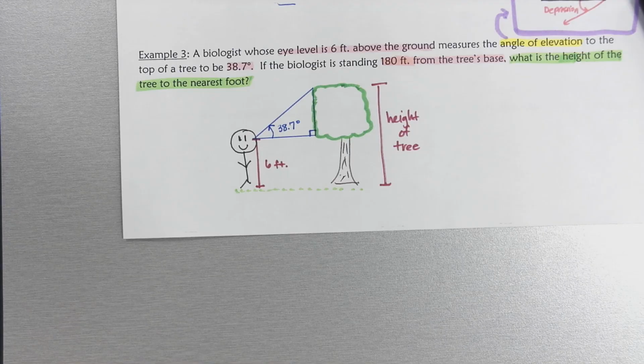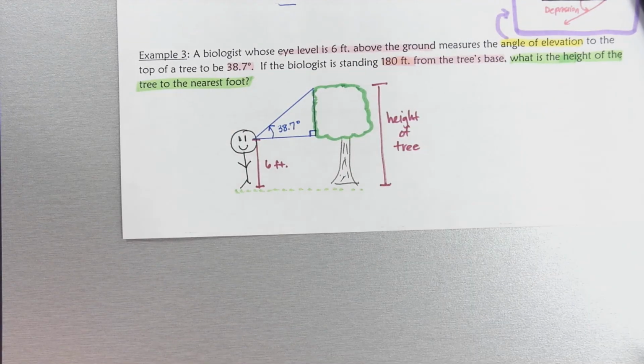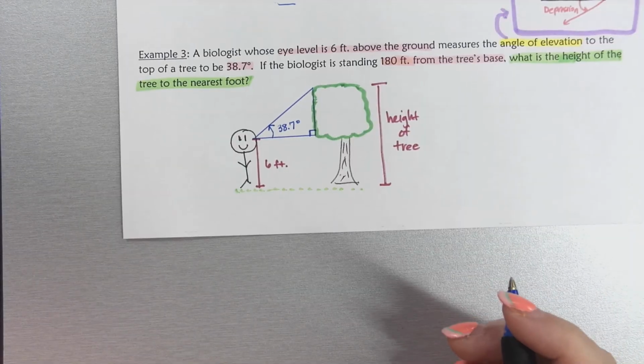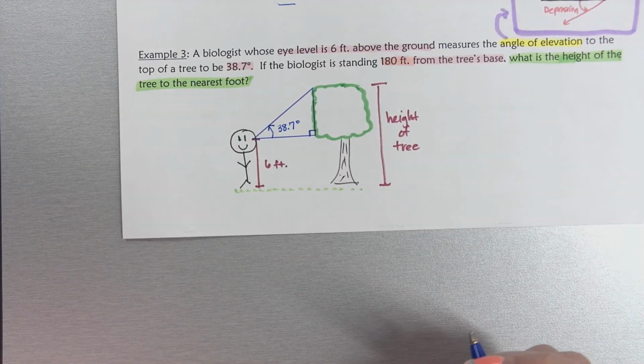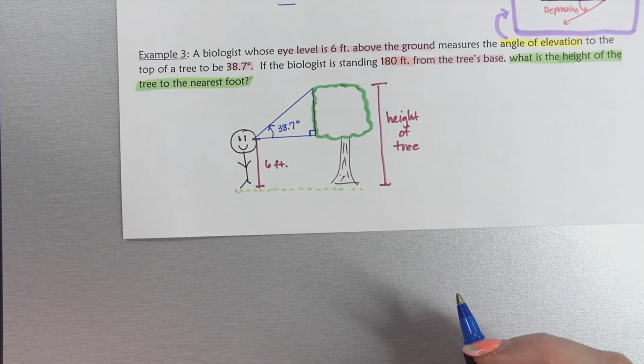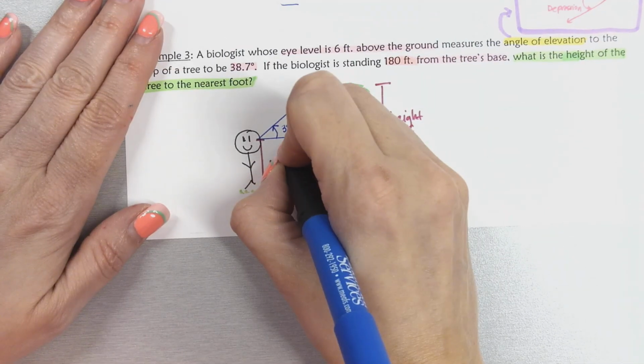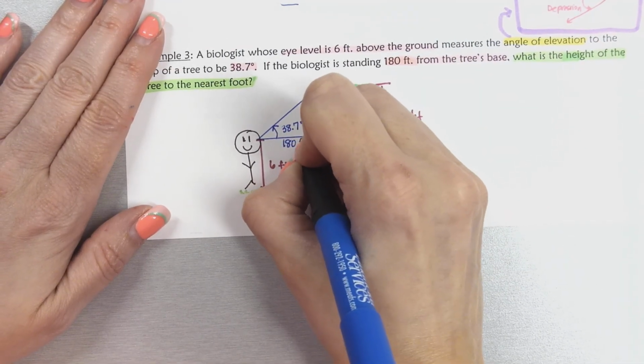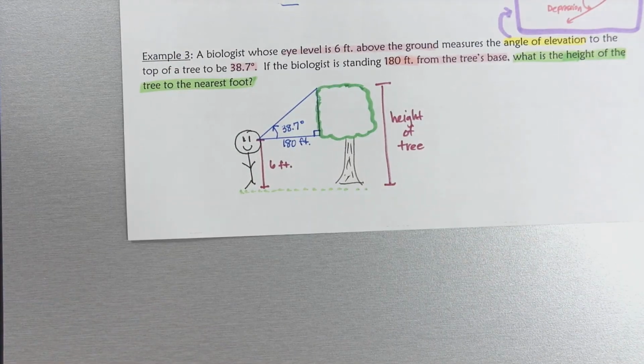So if it's 180 feet from the base, which part of my triangle should I label? What side's going to be the 180 feet? The base, the bottom here, right? 180 feet. Alright, so if I'm going to find the height of the tree, what am I going to have to do? I'm going to have to find something in my triangle.